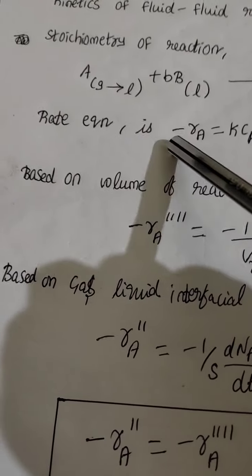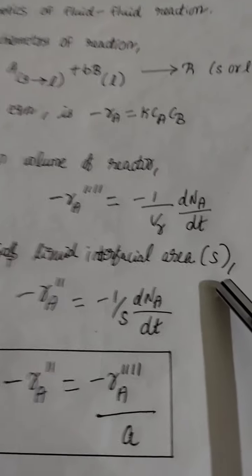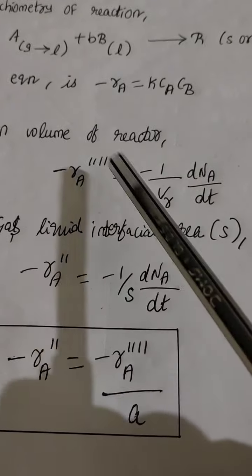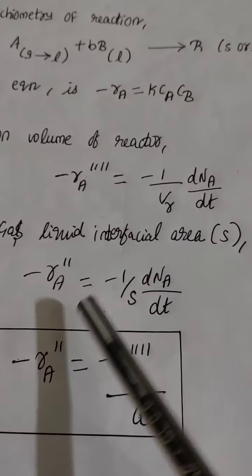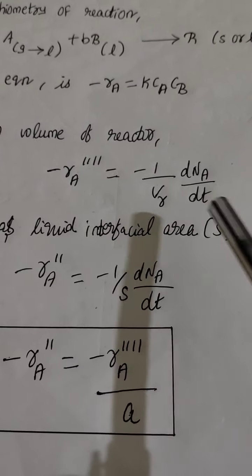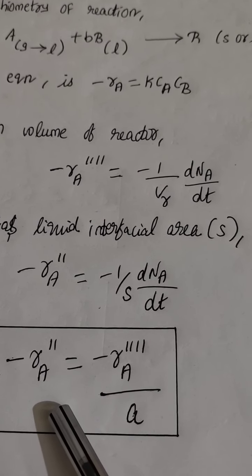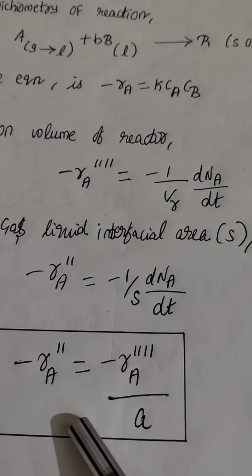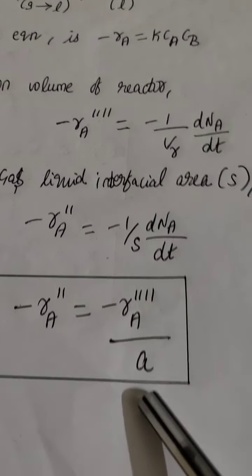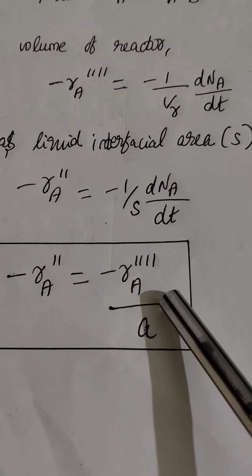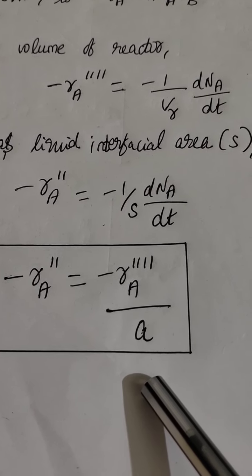And this rate equation can be defined in terms of volume of reactor or in terms of interfacial surface area. It is written as minus rA' for volume of reactor, and minus rA'' for interfacial surface area. You can relate the rate equation in terms of volume of reactor and in terms of interfacial area in this form: minus rA'' equals minus rA' divided by a.